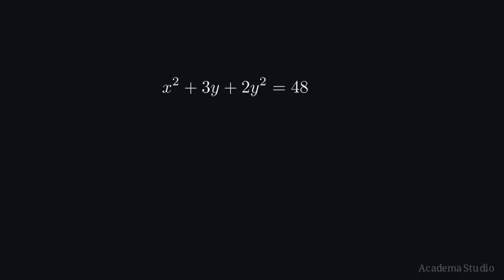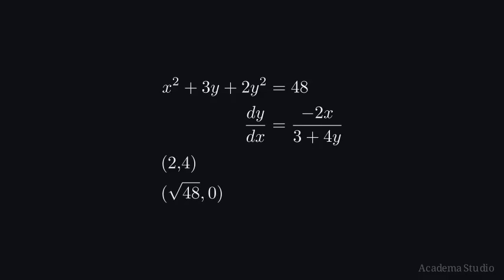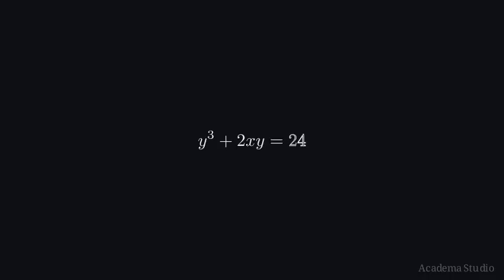Group the like terms. x squared plus 3y plus 2y squared equals 48. The derivative of y with respect to x equals negative 2x over 3 plus 4y. We will use the given derivative in parts A through C. In part D, we must differentiate a different equation with respect to time. x equals 4, y equals 2, and the derivative of y with respect to t equals negative 2.